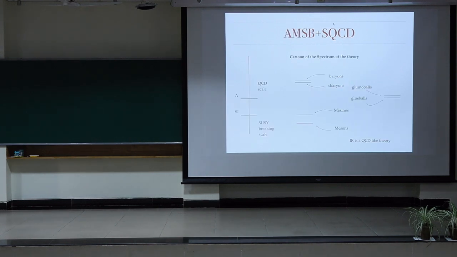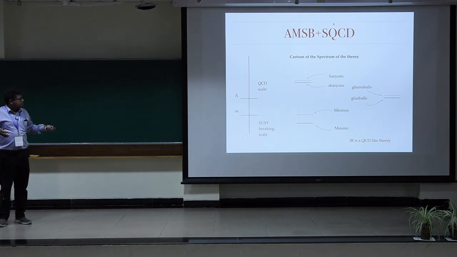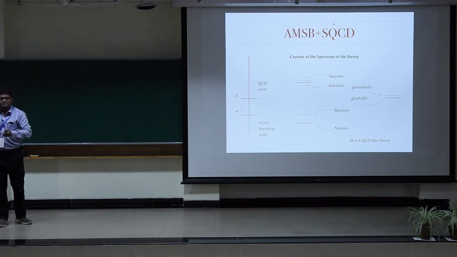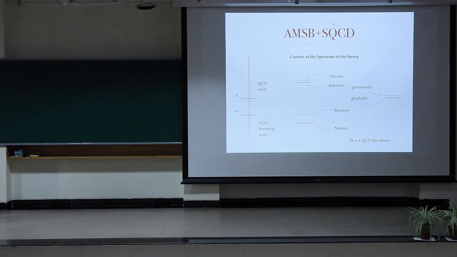So now, if you take this, what does it mean in terms of the spectrum? If I take M to 0, then I will have mesons and mesinos, glueballs and gluinoballs, the baryon and S baryon, all sorts of towers. The moment you include M here, a little bit of SUSY breaking, you see that the spectrum opens up on all these different sides.